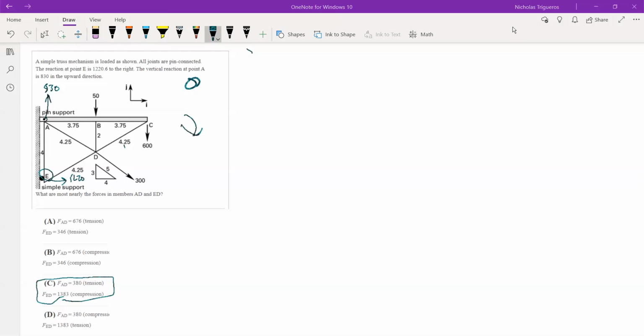Sum of forces in the x. Let's just do the sum of forces in the x direction. What do we have? We have the 1220 to the right. That's F_EX, plus this 300, right? Yeah, that should be 4 over 5 times 300, which is 240. Do we get a total here?